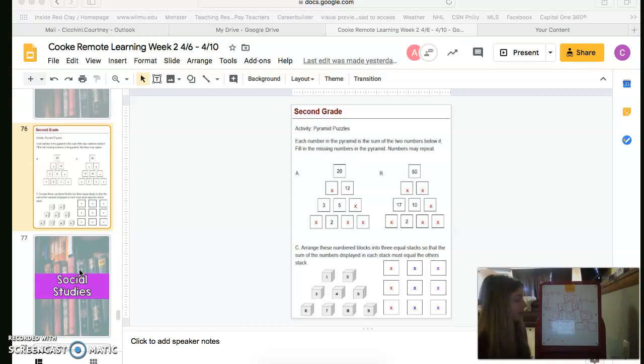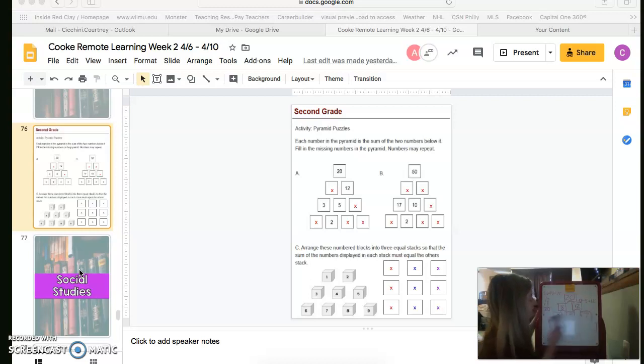All right, I hope you were able to solve that. In a few minutes, you can go on and try letter B, but I want to read letter C for you because it's a little different. Letter C says, arrange these number blocks into 3 equal stacks so that the sum of the numbers displayed in each stack must equal the other stacks.